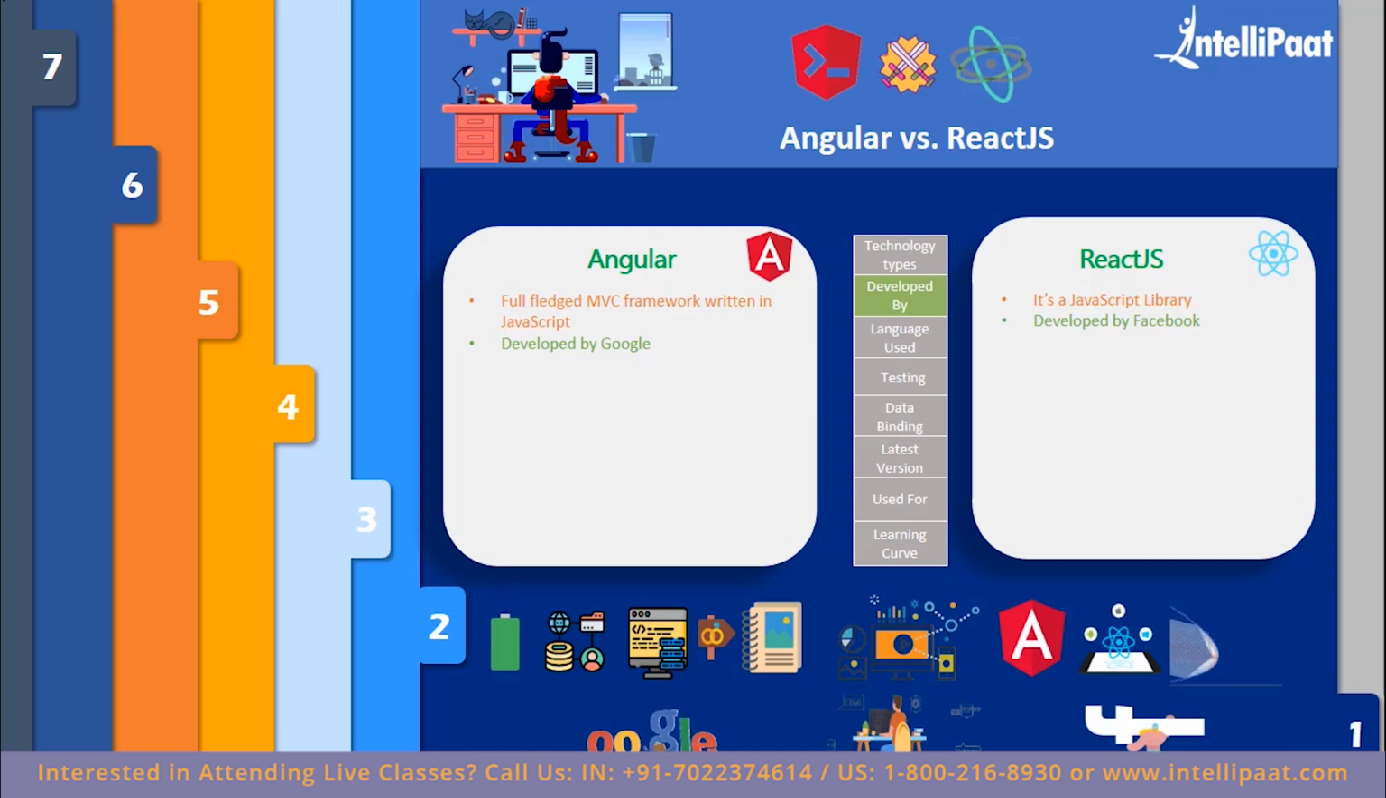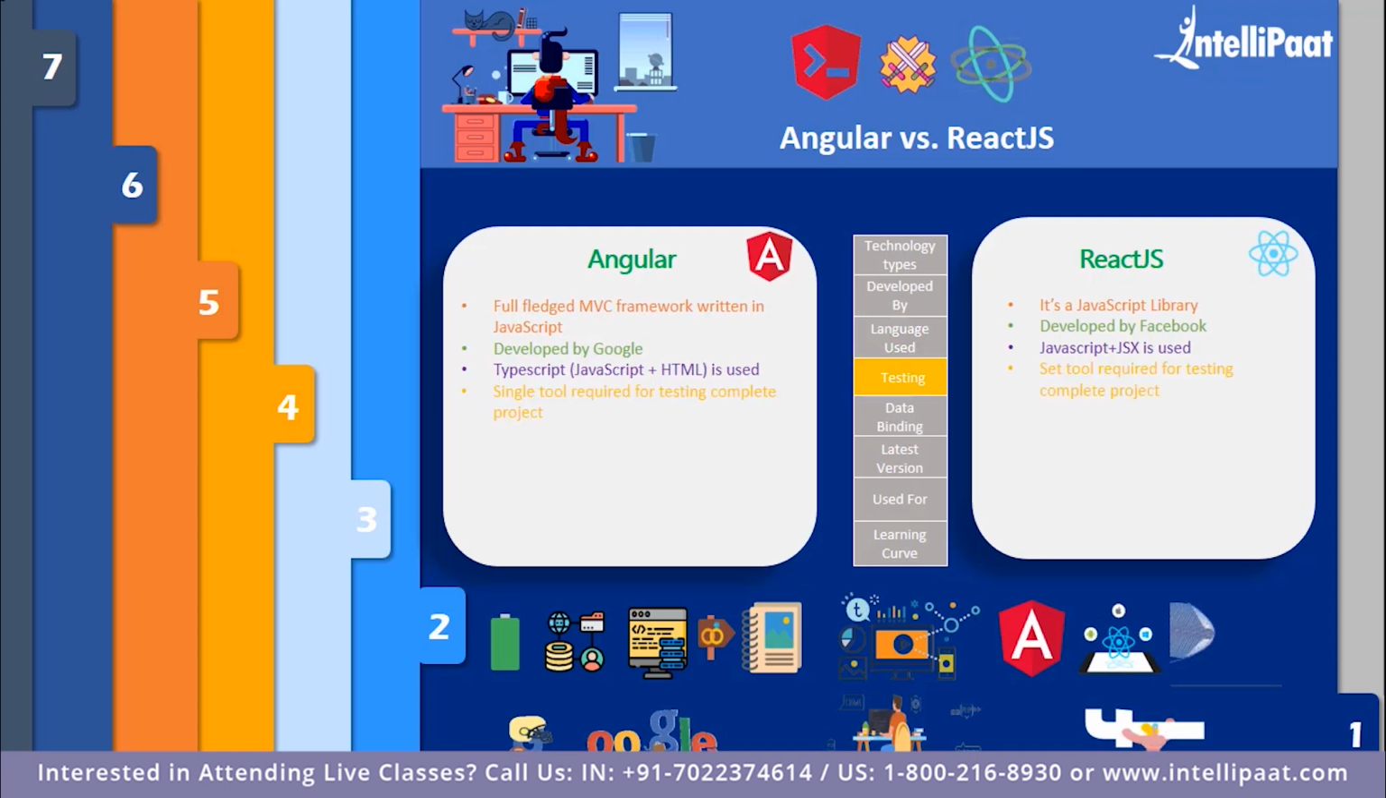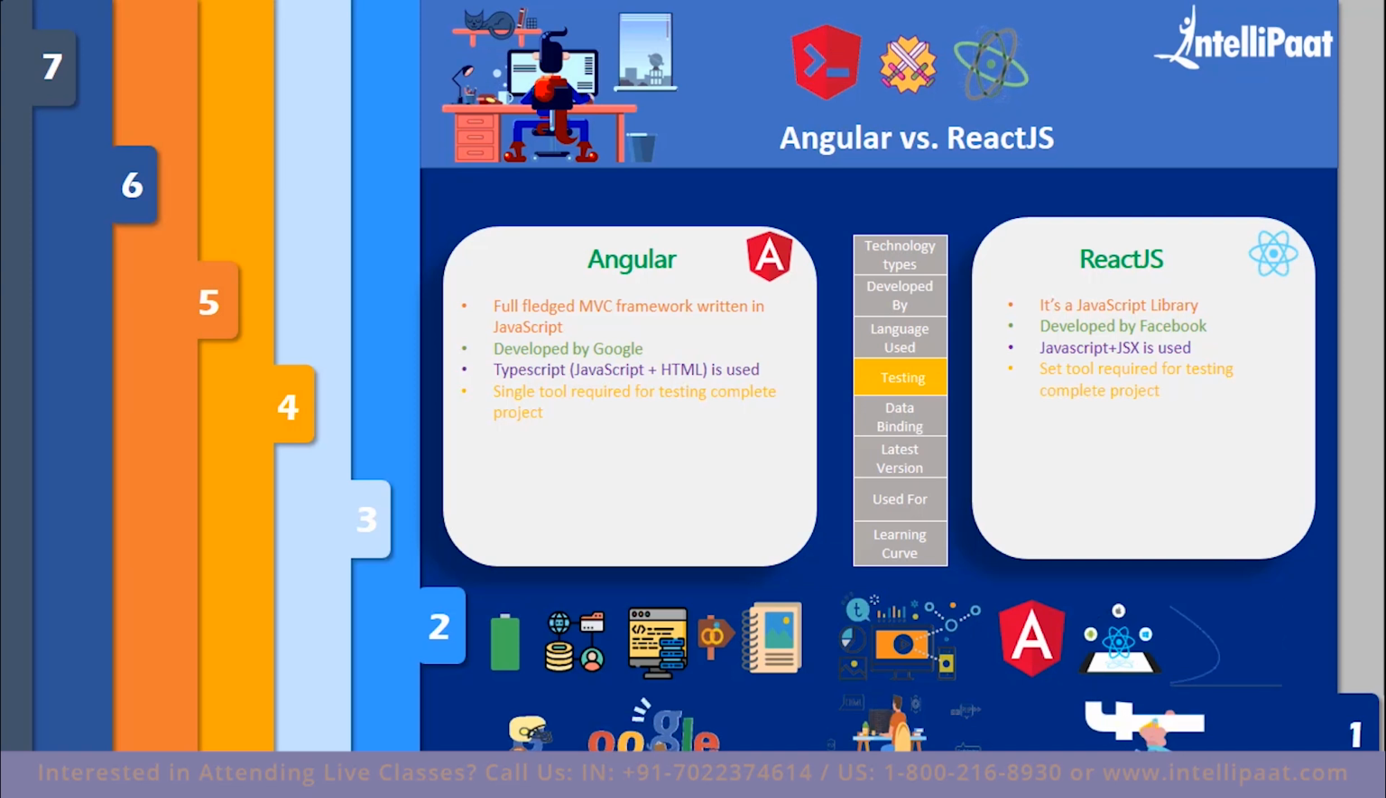Now the third parameter that we have is language used. In Angular, TypeScript consisting of JavaScript plus HTML is used, whereas React.js uses JavaScript plus JSX, where JSX is nothing but an XML or HTML-like syntax used by React, which extends ECMAScript so that XML or HTML-like text can coexist with the JavaScript or React code, right? Now the fourth parameter that we have is debugging and testing. In Angular, the testing and debugging for a complete project is possible via a single tool. But in case of React.js, it requires a set of tools in order to perform different types of testing.